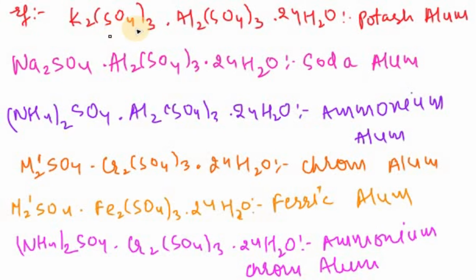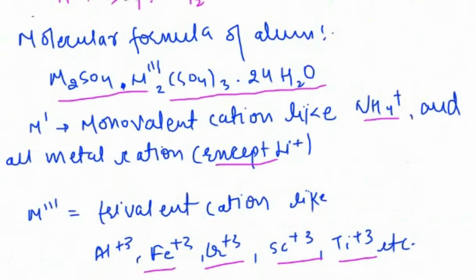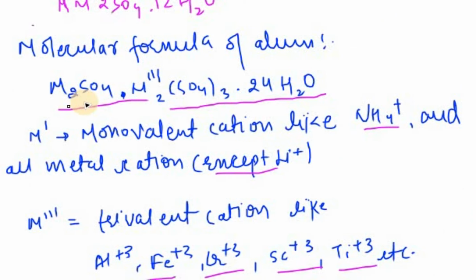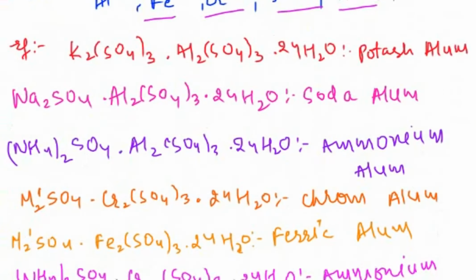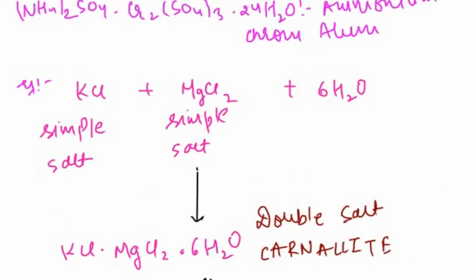If you look at the general formula, these alums match the general formula of alum. What is the general formula of alum? M2SO4 and M(trivalent)2(SO4)3. M1 is a monovalent cation, but we don't use lithium here. And M3 is a trivalent cation, so all the metals we use here should be trivalent. So this is the general formula of alum.